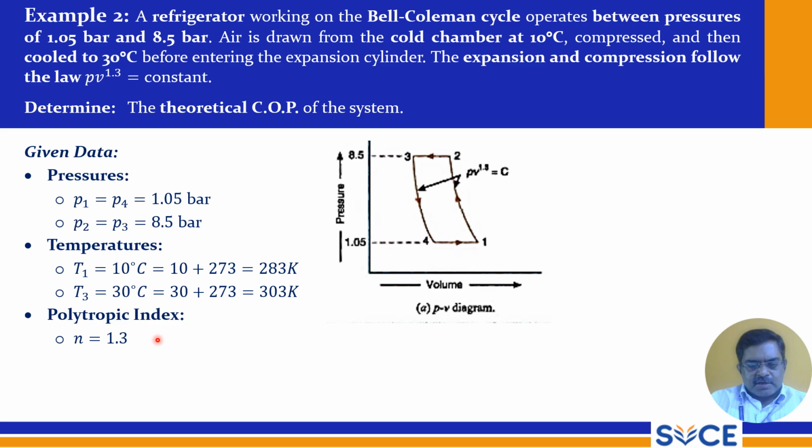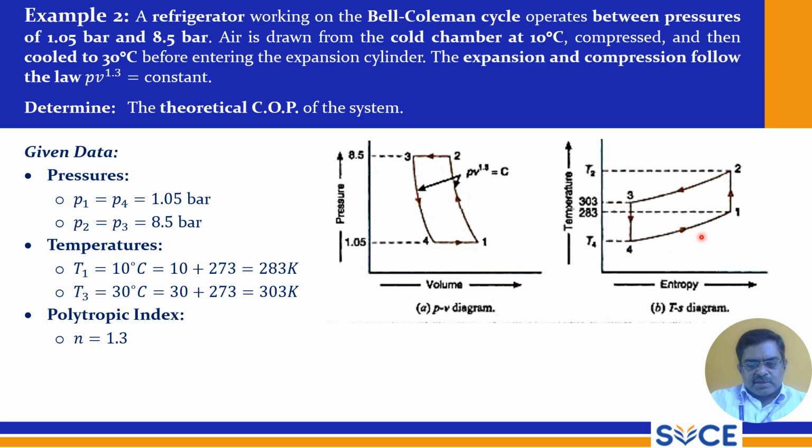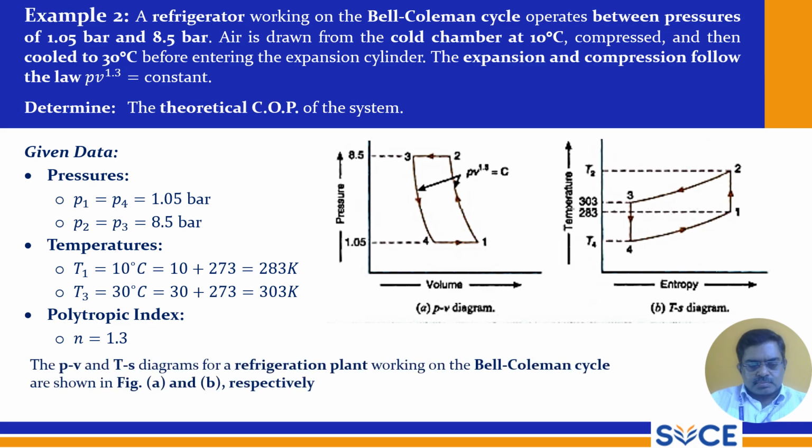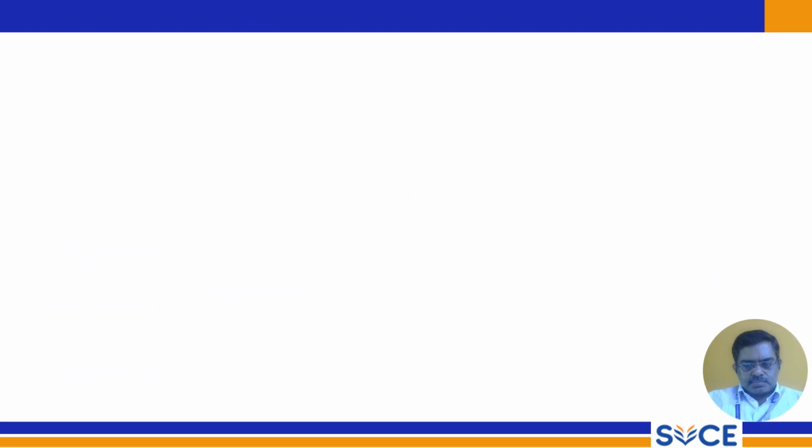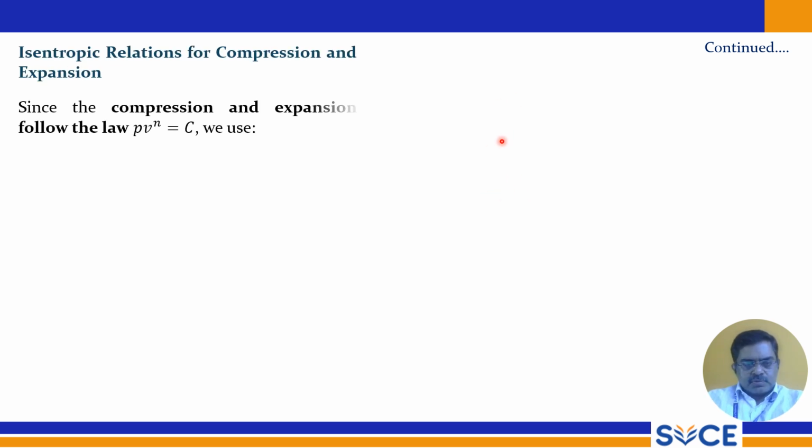And it's a PV diagram. We have PV to the power 1.3 equal to C, and this is the TS diagram. So here T1 equal to 283 and T3 equal to 303 Kelvin. So these are the data available. With this, we can easily calculate the theoretical COP of the system. With that available data, we can calculate isentropic relations for compression and expansion.